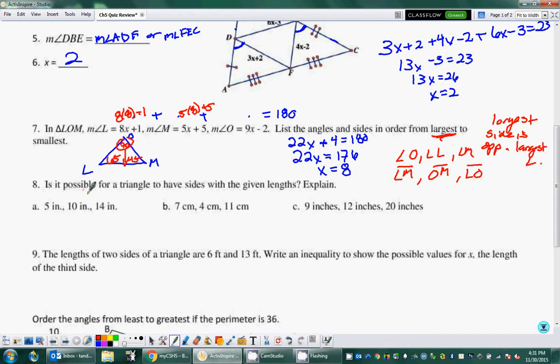So that missing angle is 104 degrees. They want sides from least to greatest. The smallest angle is 36, so opposite of that is side M. My next angle is L, so my next smallest side is MN. Finally, my largest angle is N, and opposite that is my side LN.